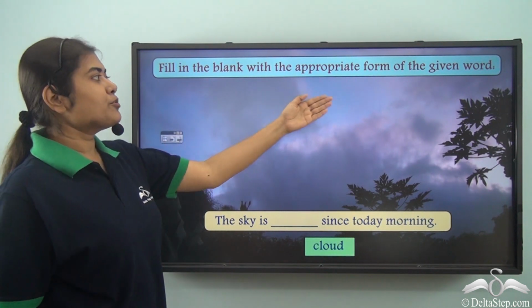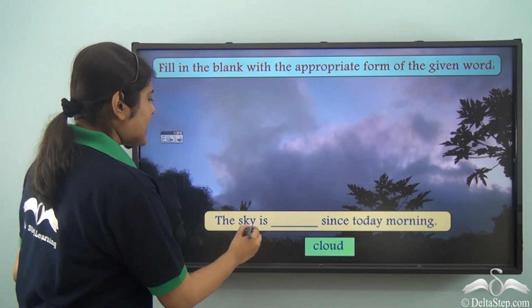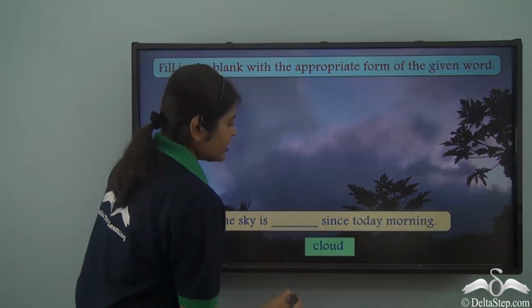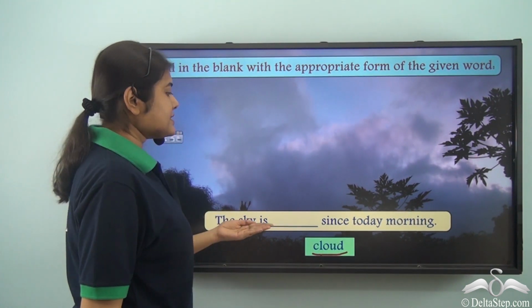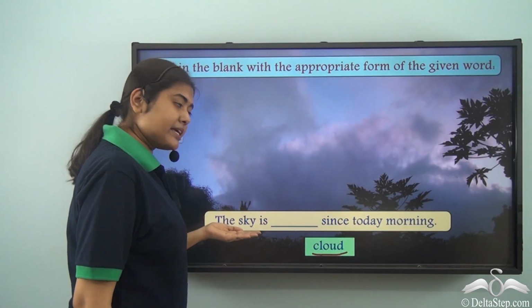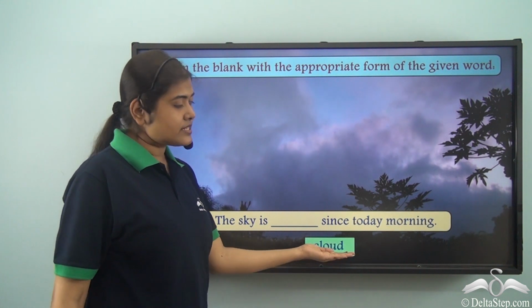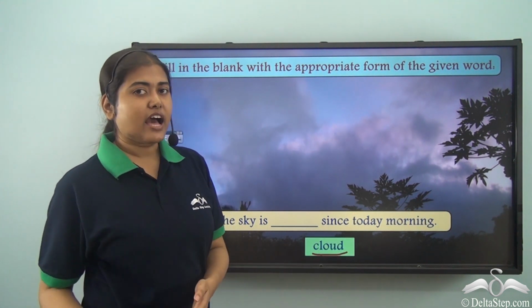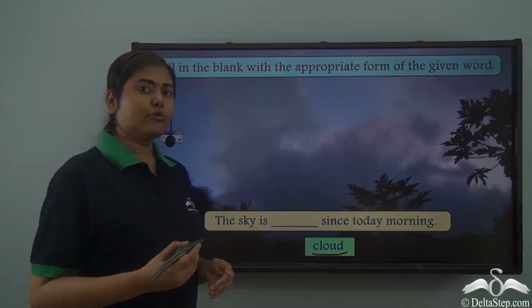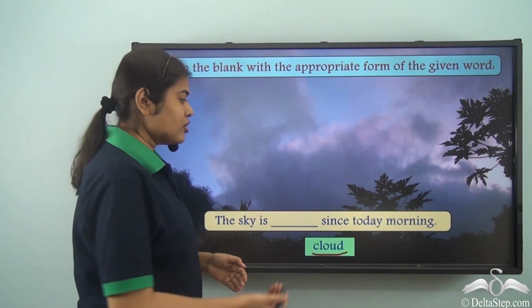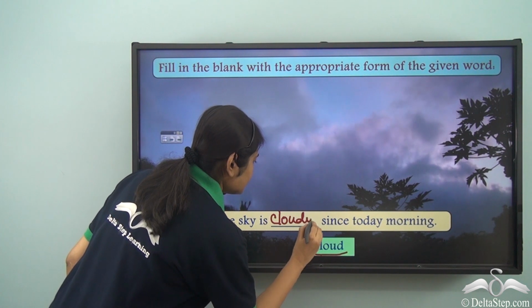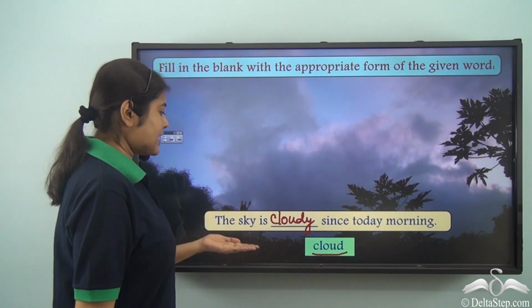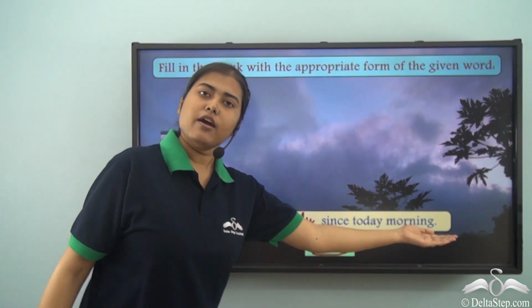Fill in the blank with the appropriate form of the given word. The sky is dash since today morning, and the word given to us is cloud. So the sky is dash since today morning. So we need an adjective here which is describing the sky, and the word that we have is cloud, which is a noun. Now we have learned that to make an adjective from a noun, we add the suffix y. So if we add the suffix y to cloud, we get cloudy. So the sky is cloudy since today morning.